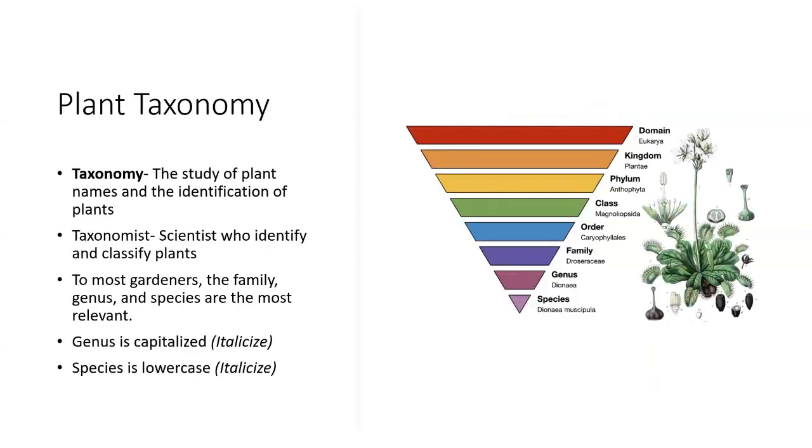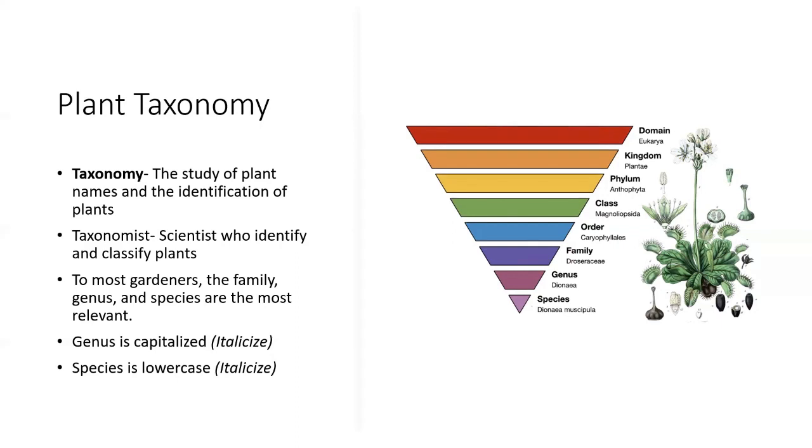All right, moving through, let's talk a little plant taxonomy. Plant taxonomy is the study of plant names and the identification of plants. There are plant taxonomists. These are the people who actually identify the plants and do the naming. For most gardeners, what you will need to know is the family, the genus, and the species. Those tend to be the most relevant.